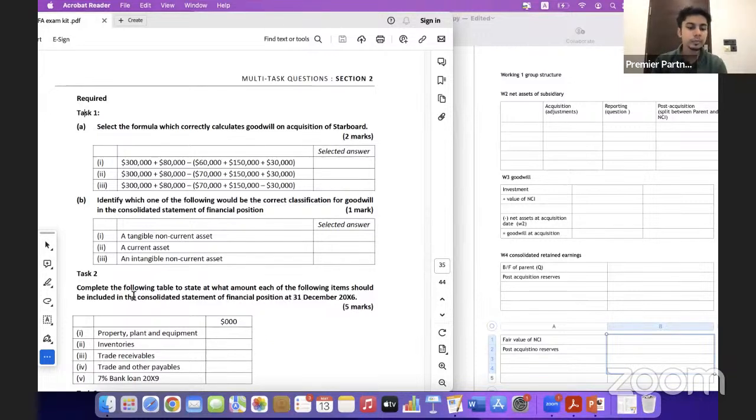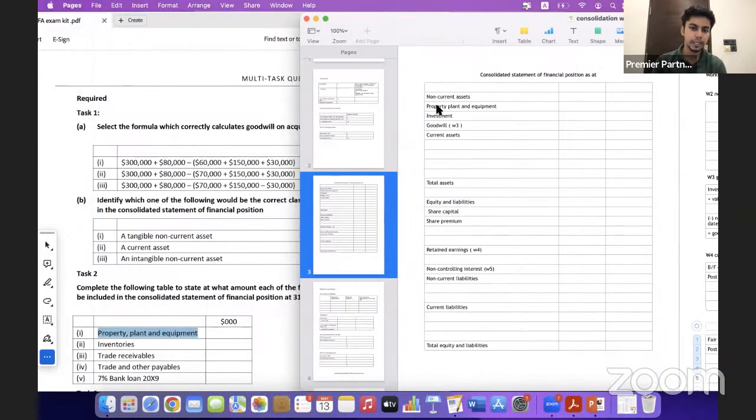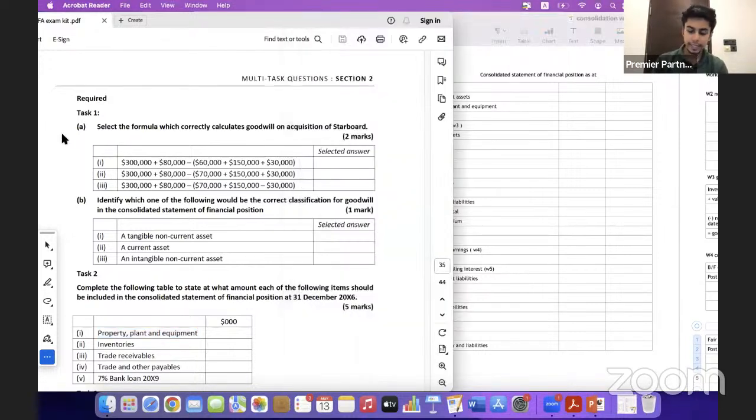Task number 2, complete the following table showing property, plant and equipment. Property, plant and equipment is a non-current asset part. Inventory is the current asset part. Trade receivable is again current asset. Trade and other payable is a current liability, and bank loan is a non-current liability. Remember guys, in your exam, you don't need to show all these workings. It's just done so that it's easier for me to explain how things work.